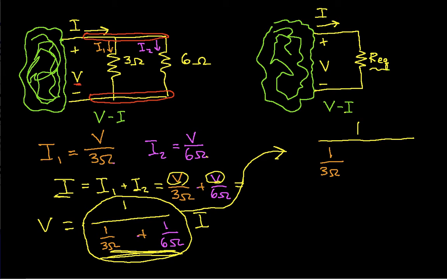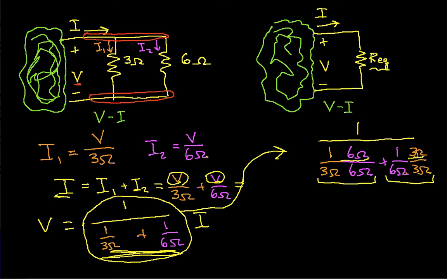So I'm going to take 1 over 3 ohms and multiply it by 6 ohms over 6 ohms, which I can do because 6 ohms over 6 ohms is 1. Then take the 1 over 6 ohms and multiply it by 3 ohms over 3 ohms. Okay, so now both of these have the same denominator, which is 3 ohms times 6 ohms. The top one here is just going to be 6 ohms because I'm multiplying it by 1, and the top here is going to be 3 ohms.